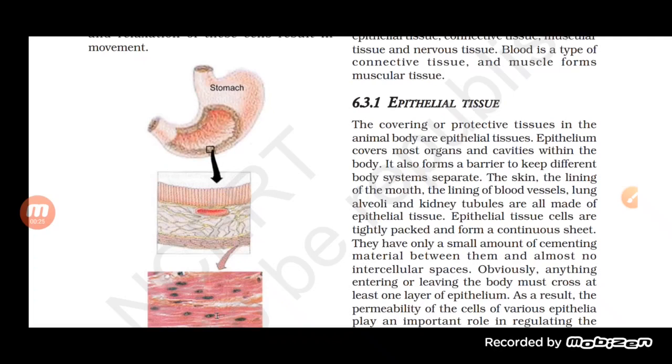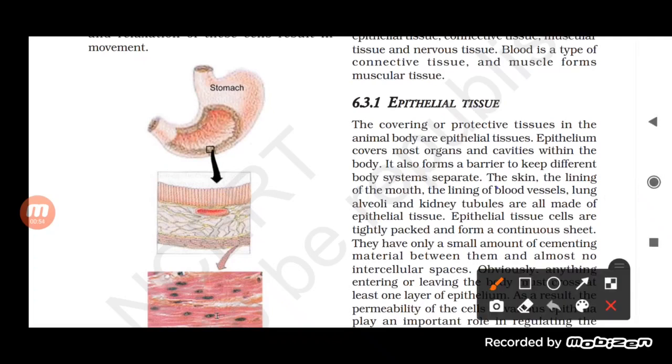Yes. See, the epithelial tissue is basically present everywhere. It helps in giving protection to the animal body, as well as being present in most of the organs. It helps in covering the organs, even the cavities present in the body. Now if we are talking about the skin, students, so skin, lining of the mouth, lining of the blood vessels, even the lung alveoli, kidney tubules, they all are made up of epithelial tissue. This is a very important line to know, that skin, lining of the mouth, lining of the blood vessel, lung alveoli and kidney tubule, they all are made up of epithelial tissue.